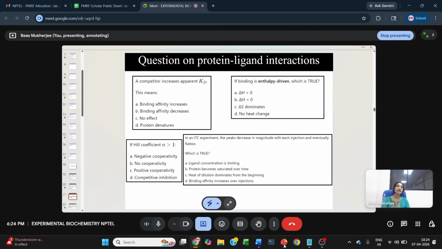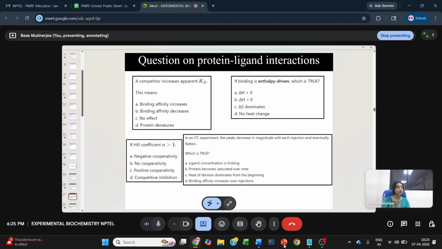If binding is enthalpy driven, which is true? Delta H is more than 0, delta H is less than 0, delta S dominates, and there is no heat change. Okay, this is a question from ITC. If Hill coefficient N equals 1, then there is negative cooperativity, no cooperativity, positive cooperativity, or competitive inhibition.